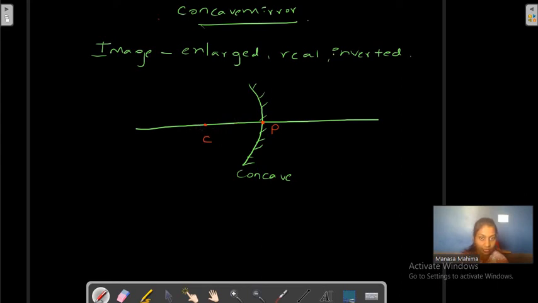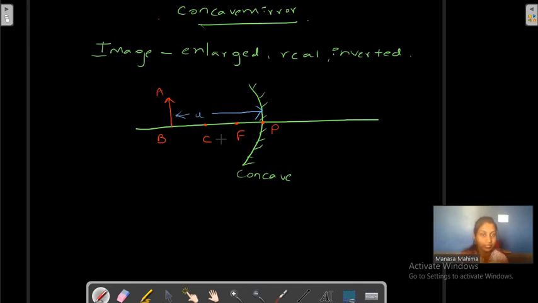Center of curvature, and here you will see the principal focus. And what else you will see? We have to consider the object towards the left side, correct? And here, as I told, the object distance we have to measure from the pole, right?